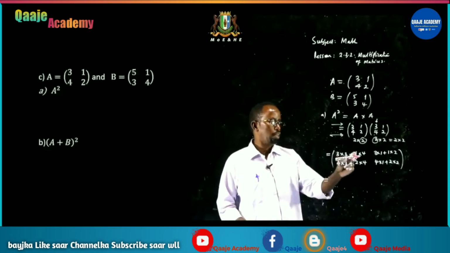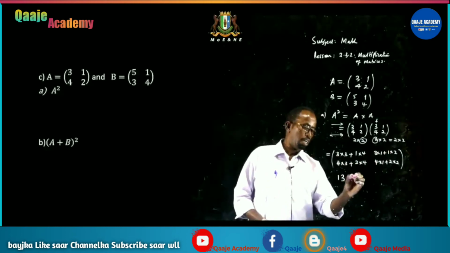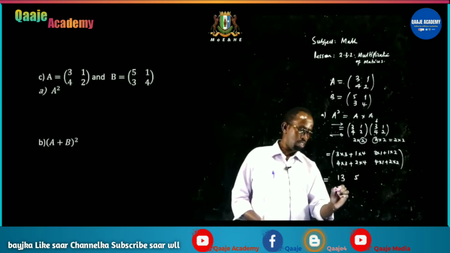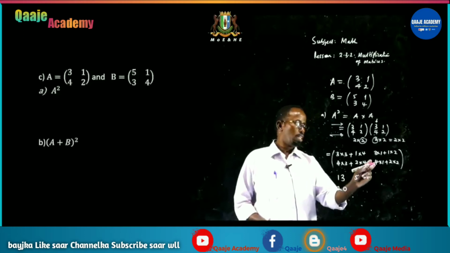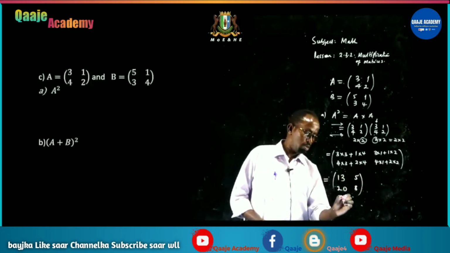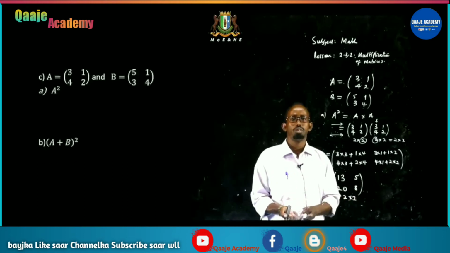This is 9 plus 4, you have 13. That is 3 plus 2, you have 5. This is 12 plus 8, you have 20. And then we have 4 plus 4, you have 8. So the order is 2 by 2 matrix. The order of that matrix is 2 by 2.